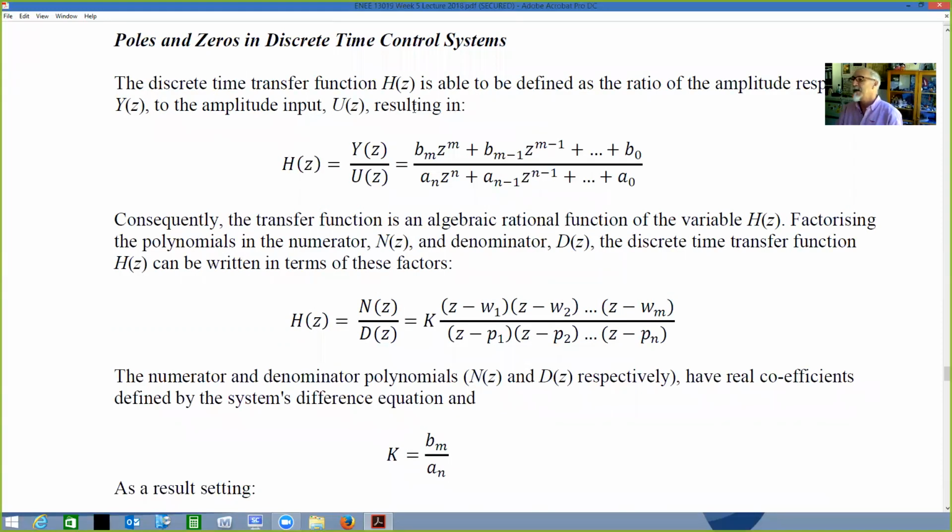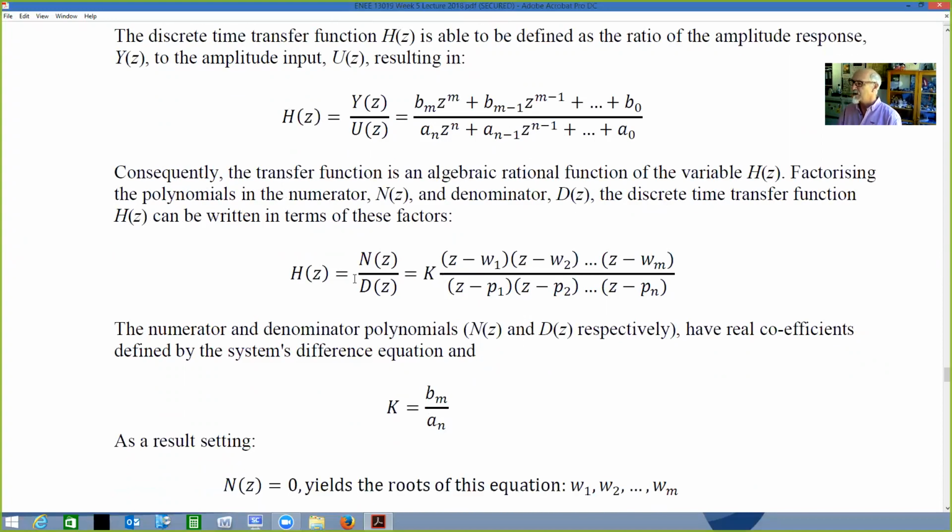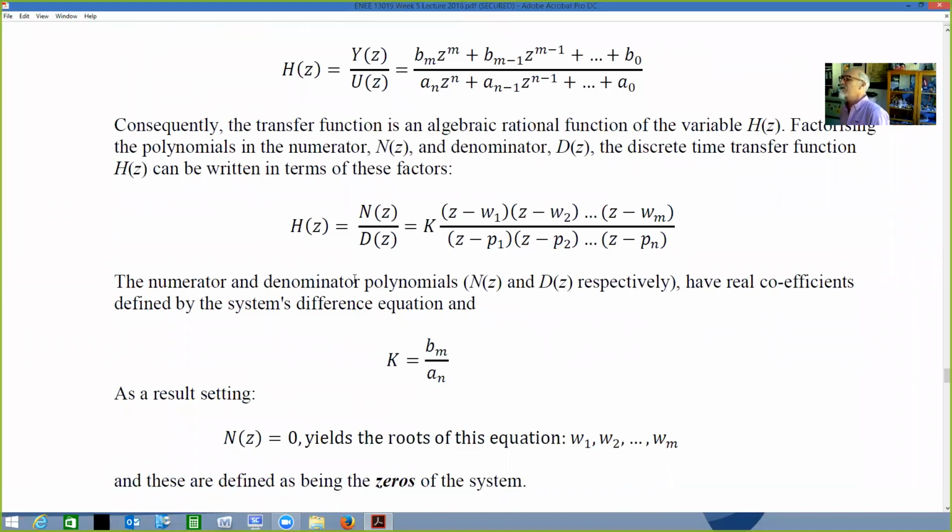But in any case, the mathematical theory here says that the discrete time transfer function, H(z), is defined as the ratio of the amplitude response, Y(z), to the amplitude input, U(z). So that's our transfer function in the digital context. Consequently, the transfer function is an algebraic rational function of the variable z. Factorizing the polynomials in the numerator, N(z), and the denominator, D(z), we find our factors; on the numerator they will be the zeros, and on the bottom they will be our poles.